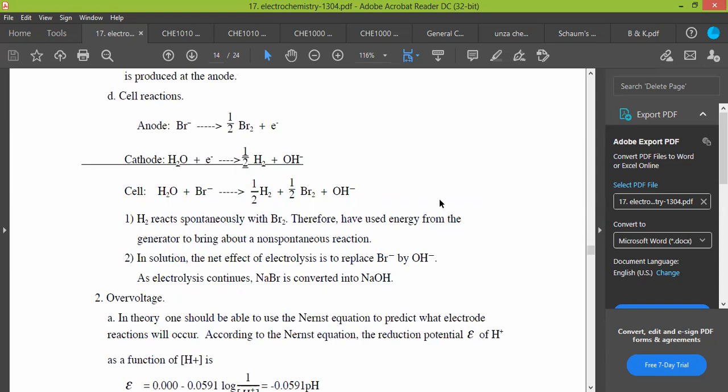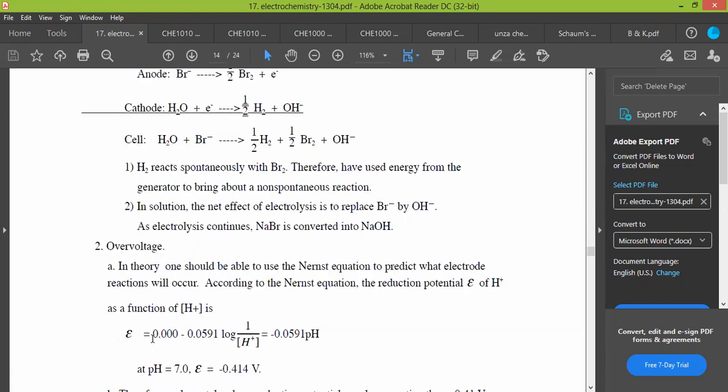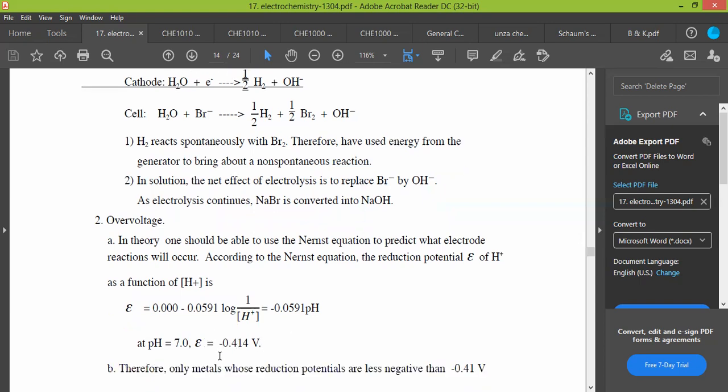Okay. And then we look at overvoltage. So overvoltage, in theory, one should be able to use the Nernst equation to predict what electrode reactions will occur. According to the Nernst equation, the reduction potential is a function of pH. So when you do this computation at pH equals 7, E equals negative 0.414 volts. This already tells you that the reaction is not spontaneous. Therefore, only metals whose reduction potentials are less than this can actually react in here.